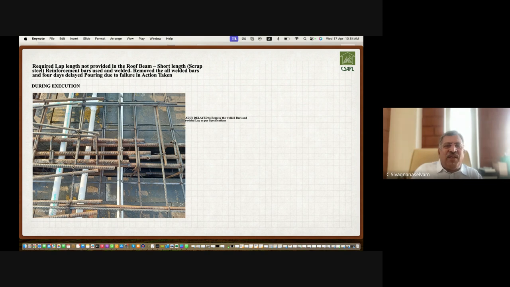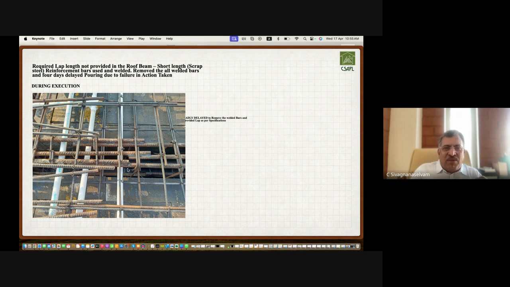Could you see the welding here? We all know when you lack reinforcement, there is a certain requirement. What is the requirement? 40D. It should be 40 times the diameter of the rod. Am I right? But you can see the problem here.